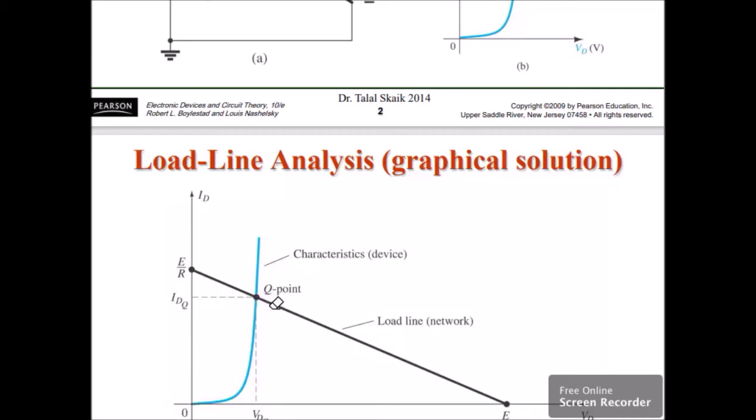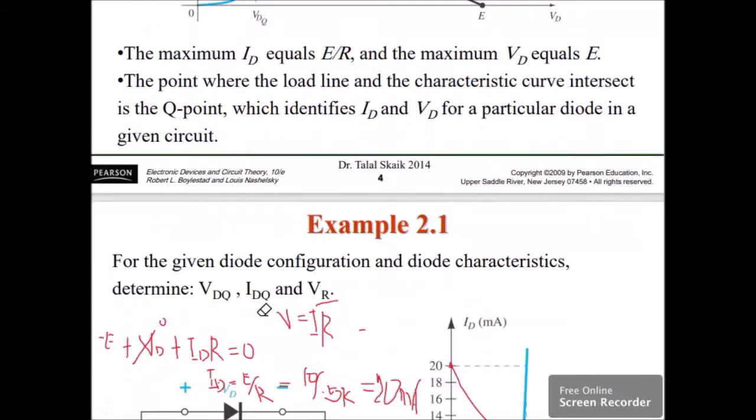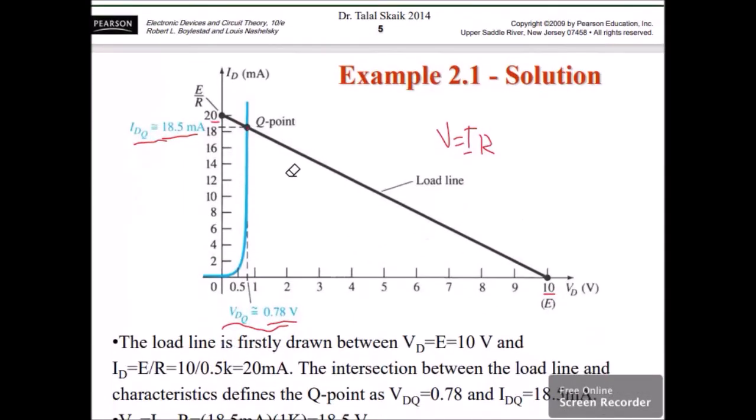Q stands for quiescent. Okay, this is our quiescent point. So based on our graph, we now approximate values of our IDQ and the VDQ. Okay?